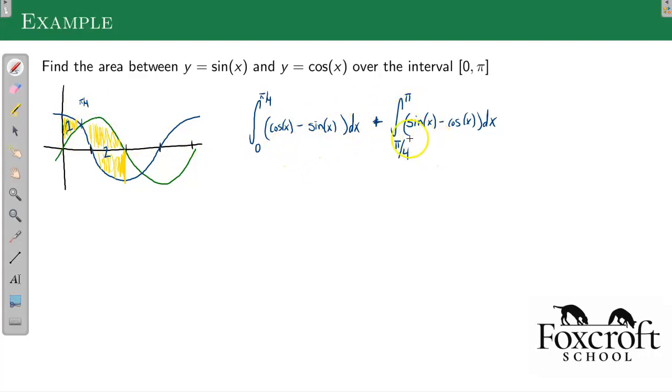And this is actually one you could solve by hand. You can do all these antiderivatives, plug in stuff. Just for the length of the video, the setting up of the integral is the most important part.